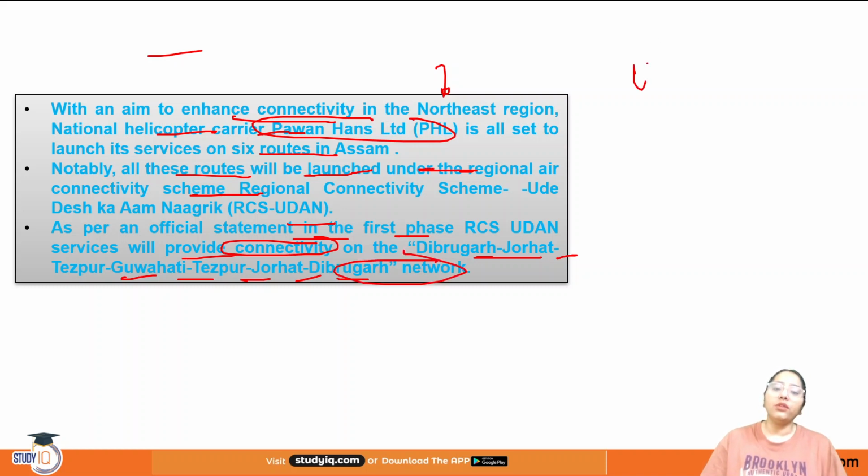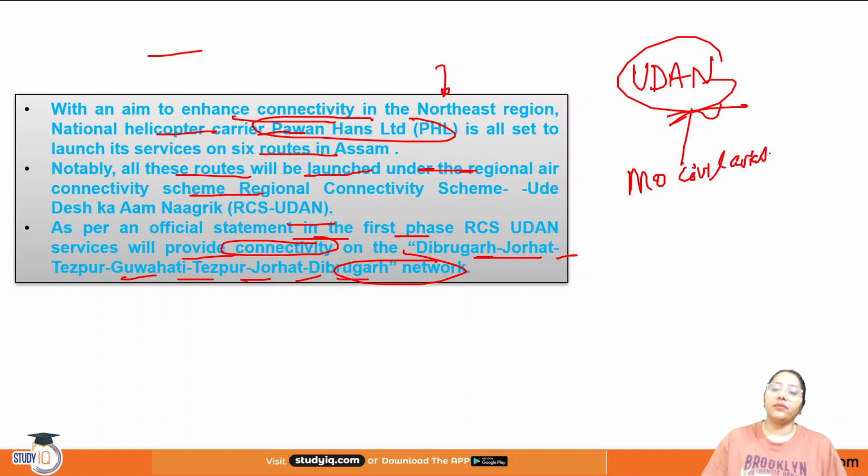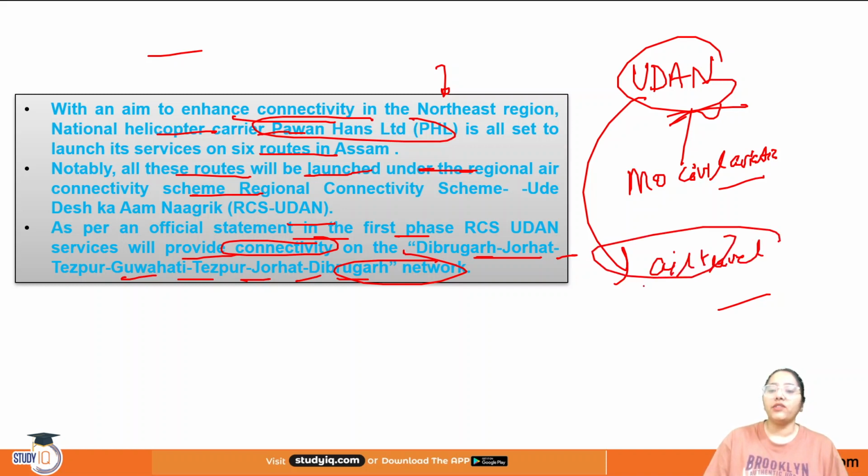Now let's talk about the UDAN scheme, Ude Desh Ka Aam Nagrik. So this scheme is basically of the Ministry of Civil Aviation. This scheme was launched to increase air travel among the people of the country and also to make air travel affordable.